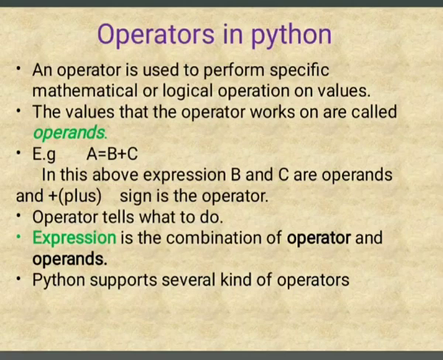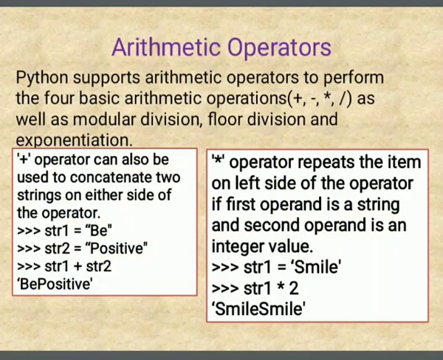Now the term expression. What do we mean by the term expression? It is the combination of operator and operands. Python supports a number of operators, but let us begin with arithmetic operators. Arithmetic operators are used for mathematical calculation: plus, minus, multiplication and division. These four basic operations we already know. But other than that, we also have modular division, floor division and exponentiation.